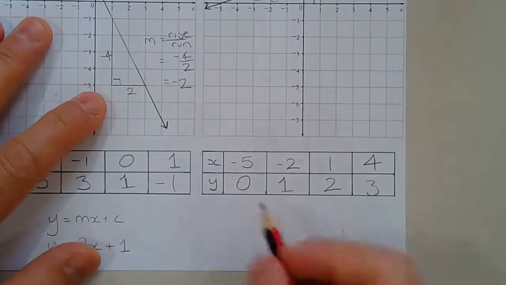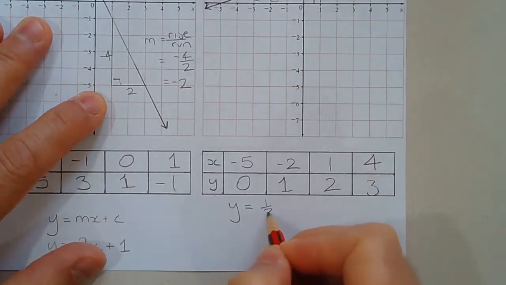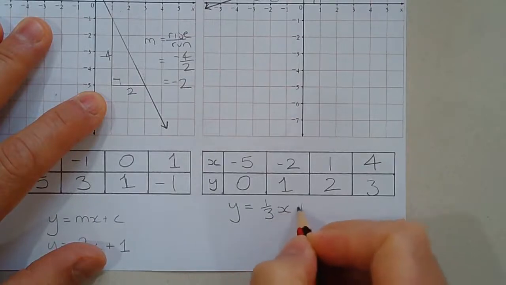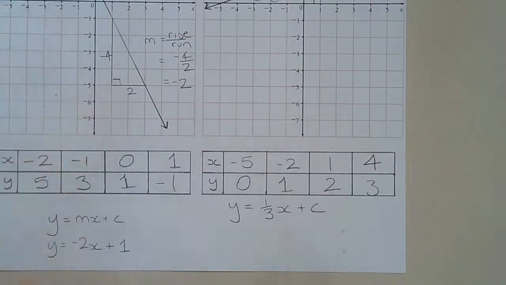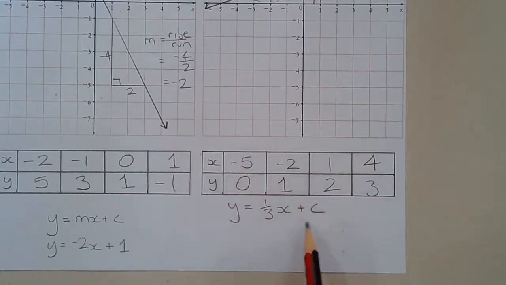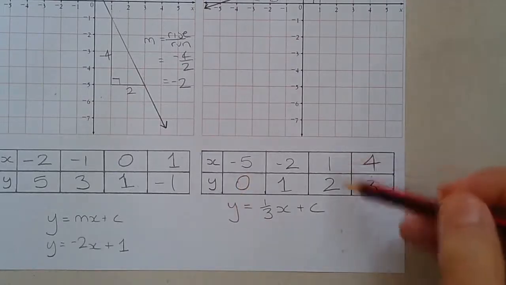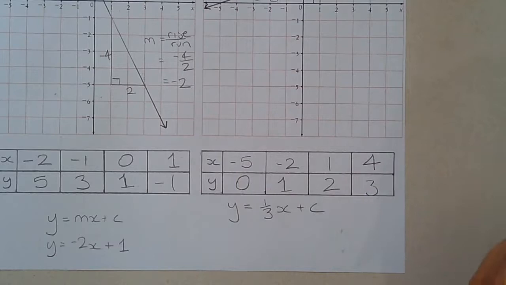Let's use some algebra. We know that the formula is going to be in the form y equals mx plus c. We know the m already: y equals 1/3 x plus c. Let's pick a point from the table. Any convenient point will do, because if we can substitute in a y value and an x value from any of the columns of this table, we can work out the value of c. I think, actually no, let's use one with positive numbers, because positive numbers are always easier to work with.